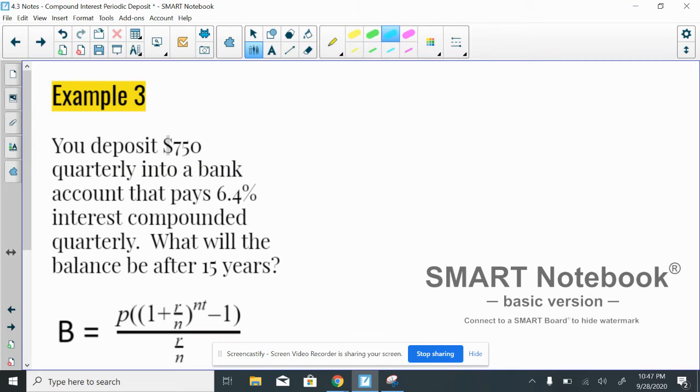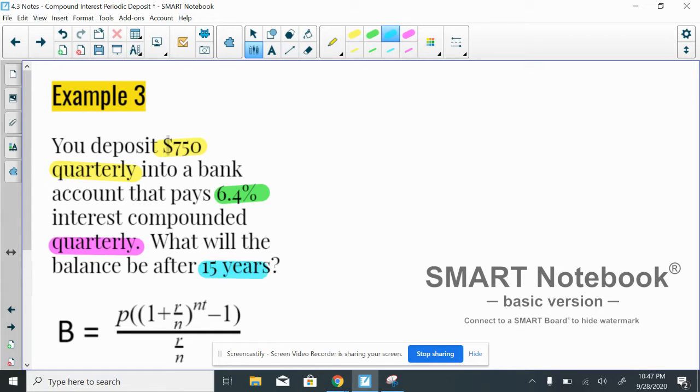So we are taking a look at example 3. It is more of the same. We're going to plug into this lovely formula and find an ending account balance for a periodic deposit. So this says you deposit $750 quarterly into a bank account that pays 6.4% interest compounded quarterly. Notice that the way I deposit and how it's compounded are matching, which is how it should be.